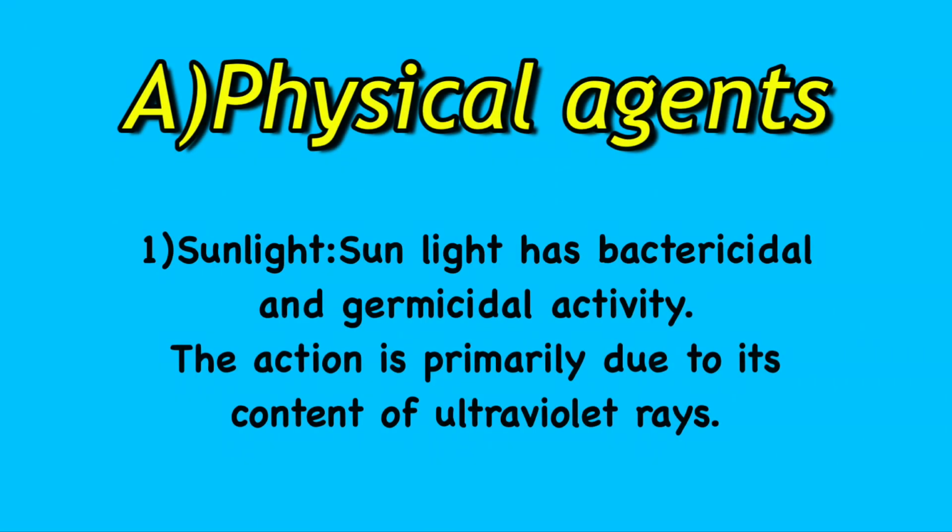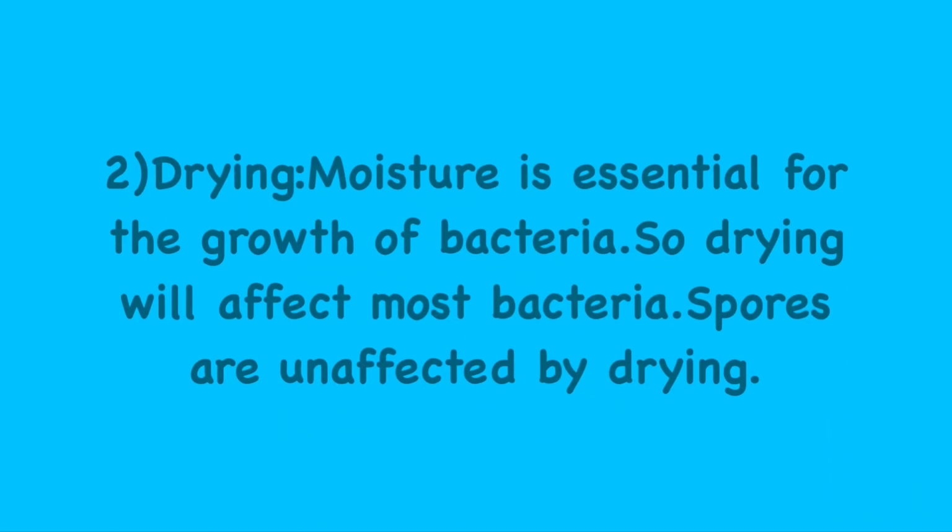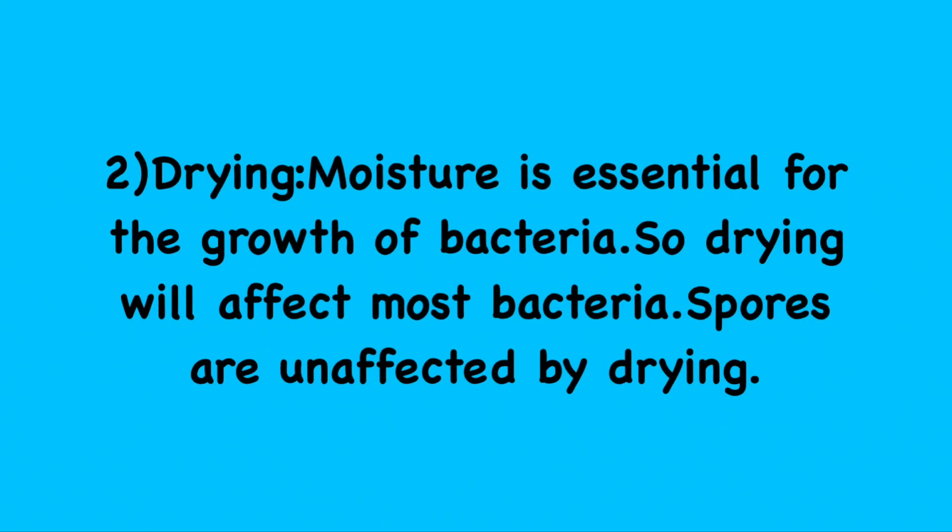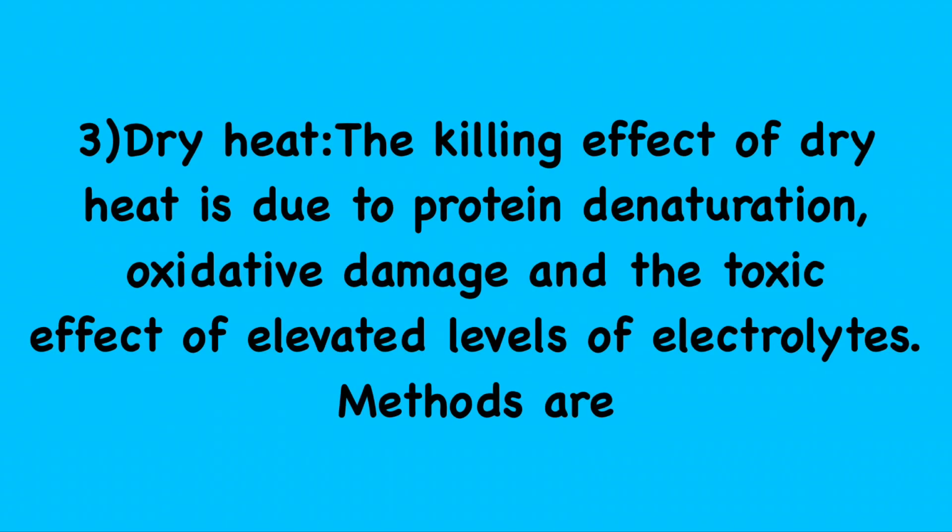A. Physical agents. First one, sunlight. Sunlight has bactericidal and germicidal activity. The action is primarily due to its content of ultraviolet rays. 2. Drying. Moisture is essential for the growth of bacteria, so drying will affect most bacteria. Spores are unaffected by drying. 3. Dry heat. The killing effect of dry heat is due to protein denaturation, oxidative damage, and the toxic effect of elevated levels of electrolytes.